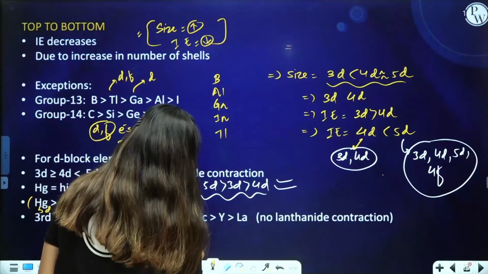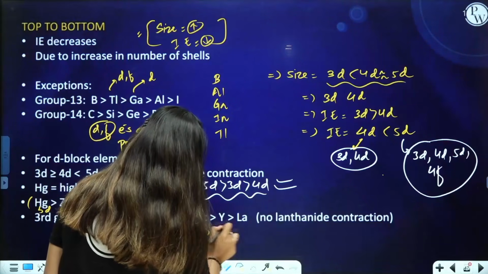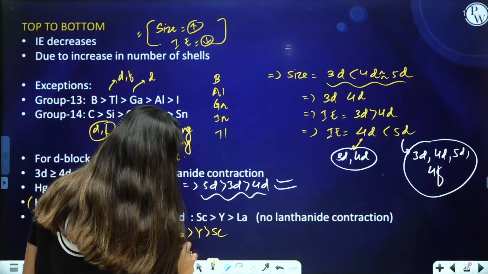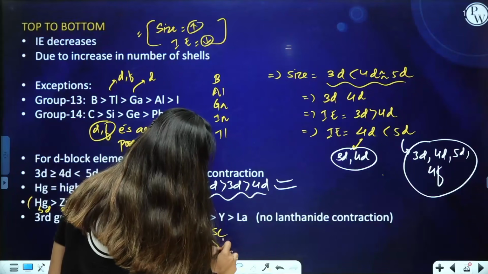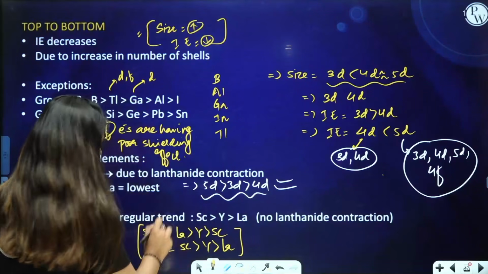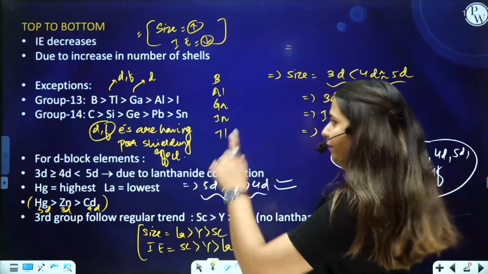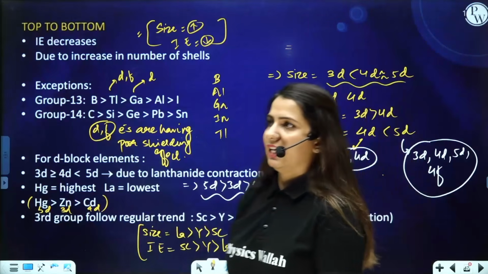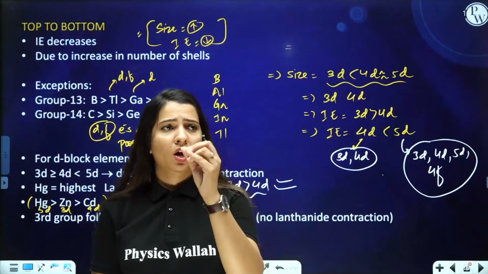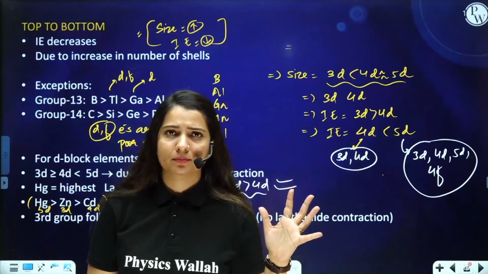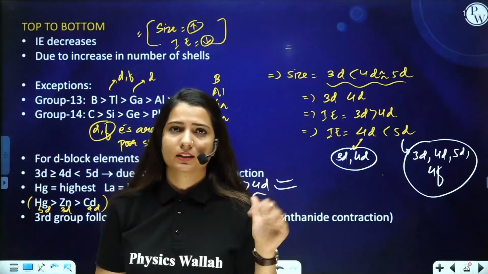So lanthanum is having the largest size, then yttrium, then scandium. So the ionization enthalpy will be greater for scandium, then yttrium, and then lanthanum. Everything I have included in the ionization enthalpy. You don't need to learn or go anywhere else. Just follow this.